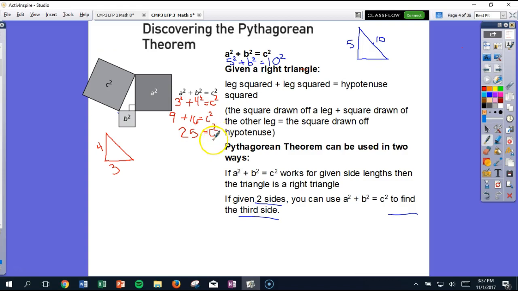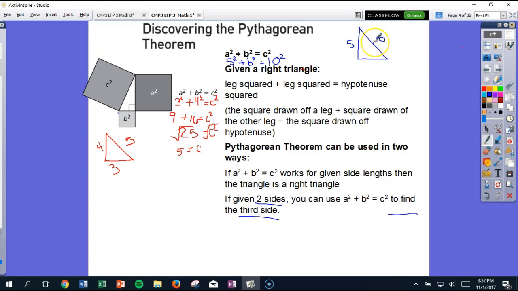Now, if we want the length of c, or the length of our hypotenuse here, we need to take the square root of c squared to get c, and whatever we do to one side, we have to do to the other. So the square root of 25 is 5, okay? And the square root of c squared is c. So c equals 5. That means our hypotenuse is a length of 5. Okay? Well, sometimes we're given the length of the hypotenuse and the length of one leg, and we need to find out the other one.